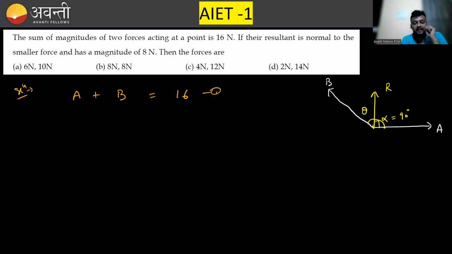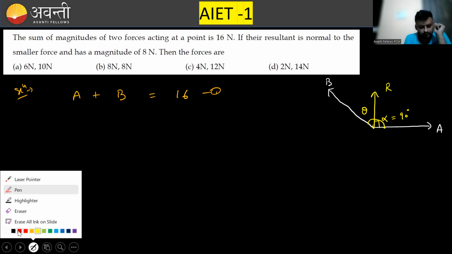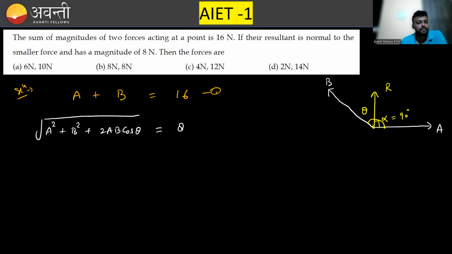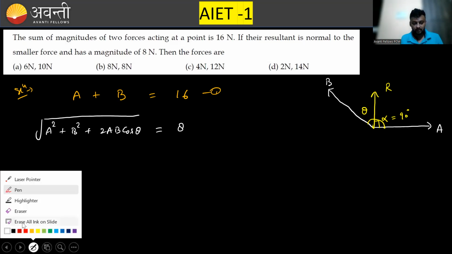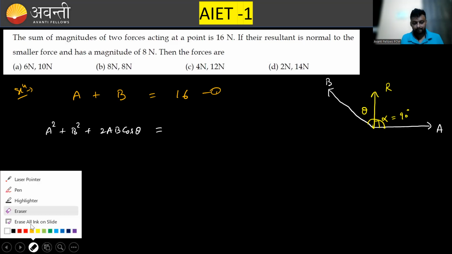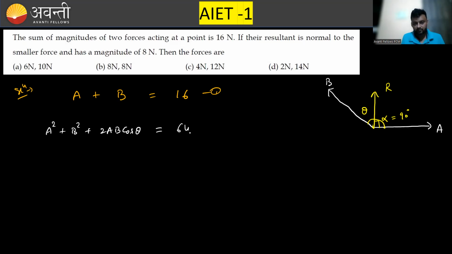I think you can analyze the situation here better. Now the resultant is given as 8 Newton. We will take the resultant. You know that resultant is under root A square plus B square plus 2AB cos theta, and it is equal to 8. Now what you can do, I am doing it in this step only. I am removing this under root, then it will be squared. Are you getting my point? It will become 64. This is equation number 2.